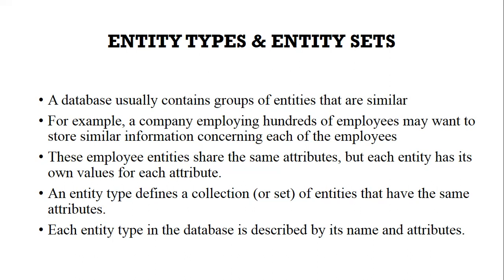A database usually contains a group of entities that are similar. For example, a company employing hundreds of employees may want to store similar information concerning each of the employees. These employee entities share the same attributes, but each entity has its own values for each attribute. An entity type defines a collection or set of entities that have the same attributes. Each entity type in the database is described by its name and attributes.